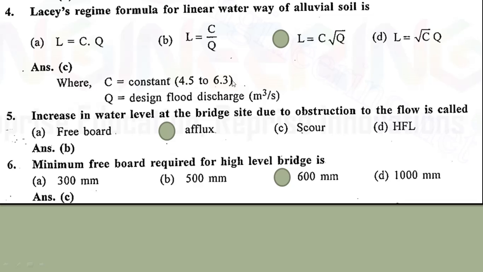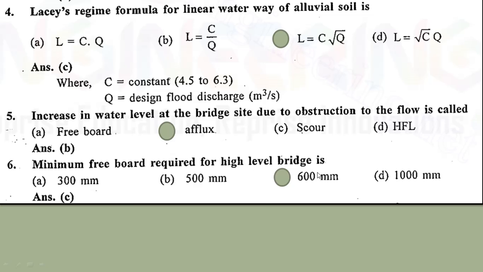Increase in water level at the bridge site due to obstruction to the flow is called afflux. Minimum freeboard required for high level bridge is 600 mm.